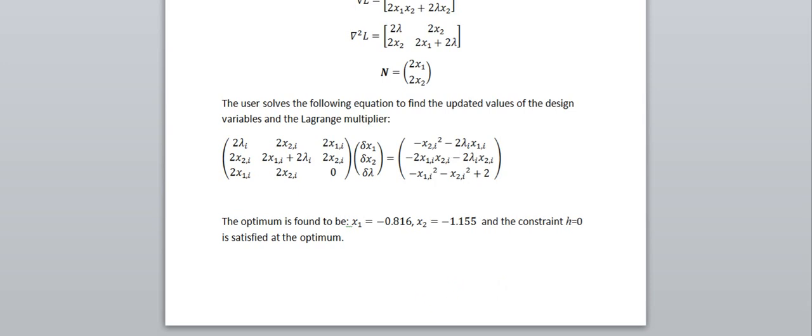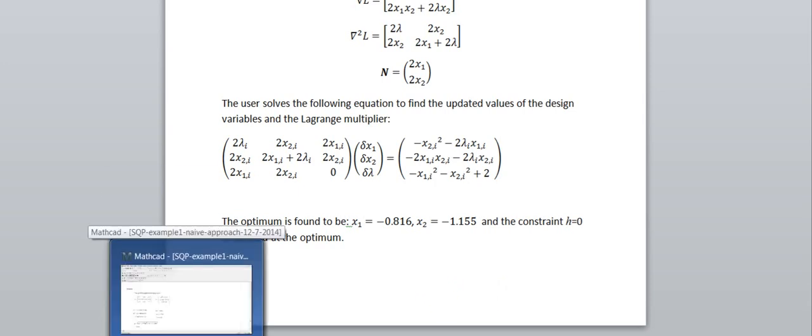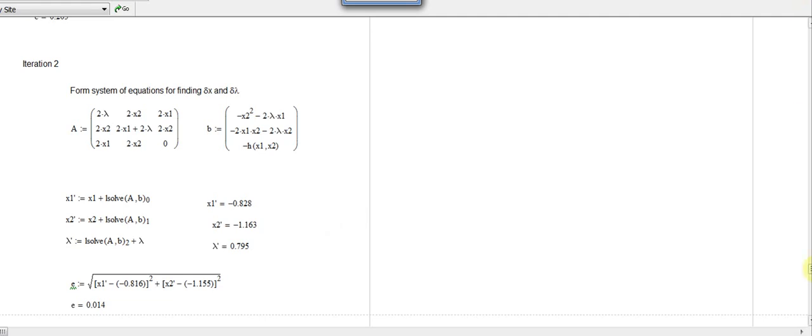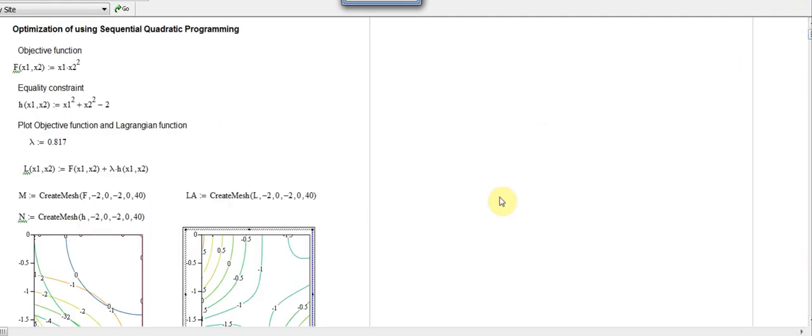So now let's run a program to solve this problem. This is a MathCAD program. So we define the objective function. This is the equation for the objective function. It's x1 times x2 squared. And we have the equality constraint, which is that the sum of the square of the first term and the square of the second minus 2 ought to be equal to 0.